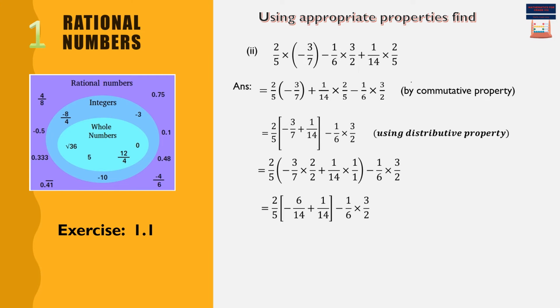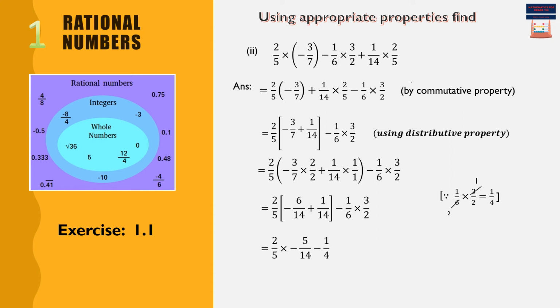So we get here -6/14 + 1/14 in the square brackets, and 2/5 is common, and -1/6 × 3/2 can be simplified further. -1/6 × 3/2 is nothing but -1/4, as 3 times 1 is 3 and 3 times 2 is 6.